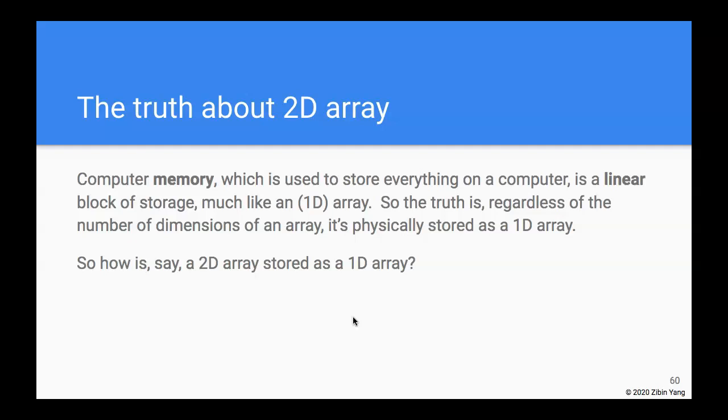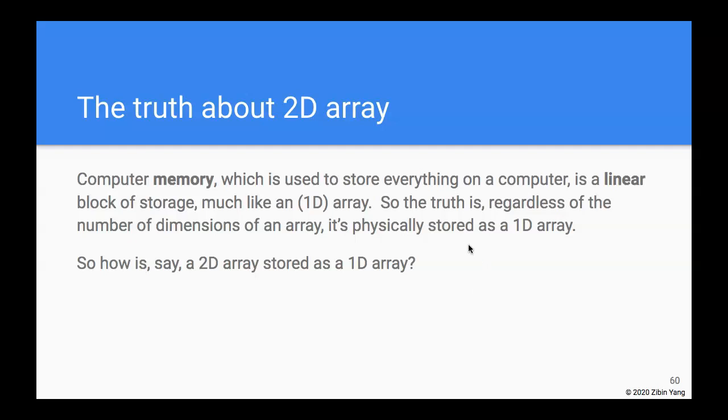So computer memory, which as we know stores everything, all of the lists and program code and everything. Now, computer memory, logically, is just a linear block of memory or storage. So it's pretty much like a 1D array. It's just a very, very big array. Okay, so that's what it is.